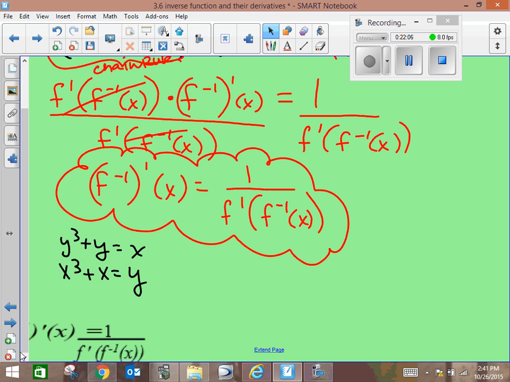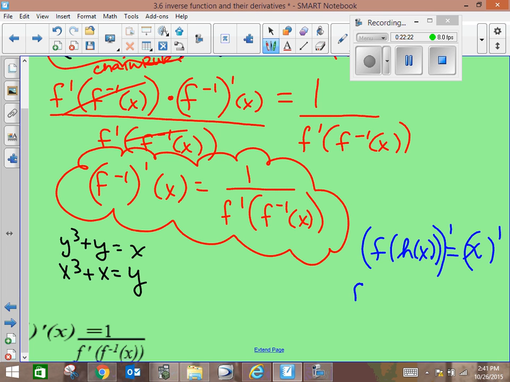Did you get this? So if you were doing f and h, then you would probably start with this. F of the h of x equals x. Okay, and you differentiate both sides. And then you'd say f prime h of x times h prime of x. That's a chain rule. And there we go. You want h prime of x, so it's 1 over this mess.